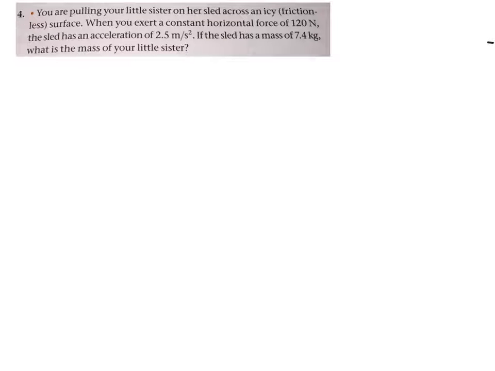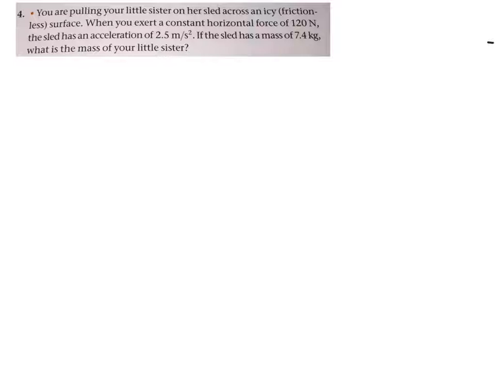Chapter 5, Number 4. You are pulling your little sister on her sled across an icy, therefore frictionless, surface. It just means the ice doesn't pull back on the sled in any way. When you exert a constant horizontal force of 120 newtons, the sled has an acceleration of 2.5 meters per second squared. If the sled has a mass of 7.4 kilograms, what is the mass of your little sister?